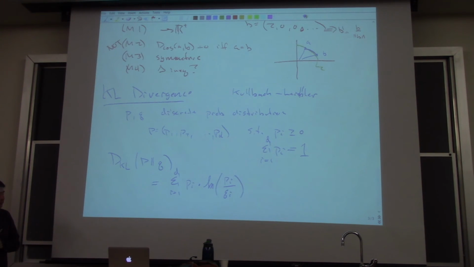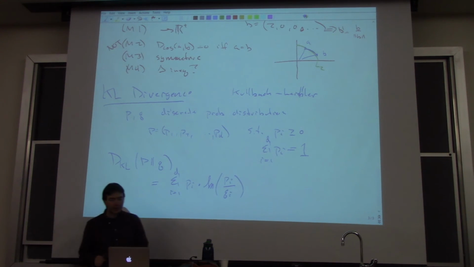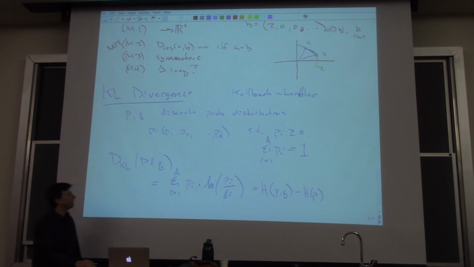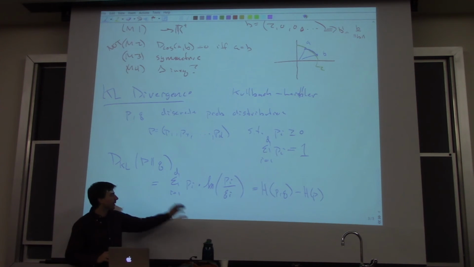When you think of these as probabilities, this should look kind of like the entropy. In fact, if you're familiar with entropy and cross entropy, this is the cross entropy minus the entropy of P. So if you're familiar with that information theory, you can cover it that way.